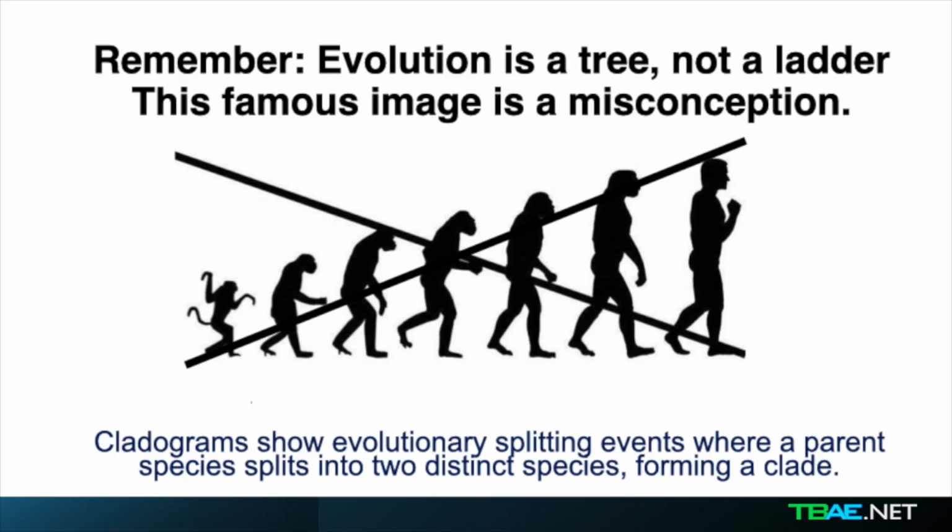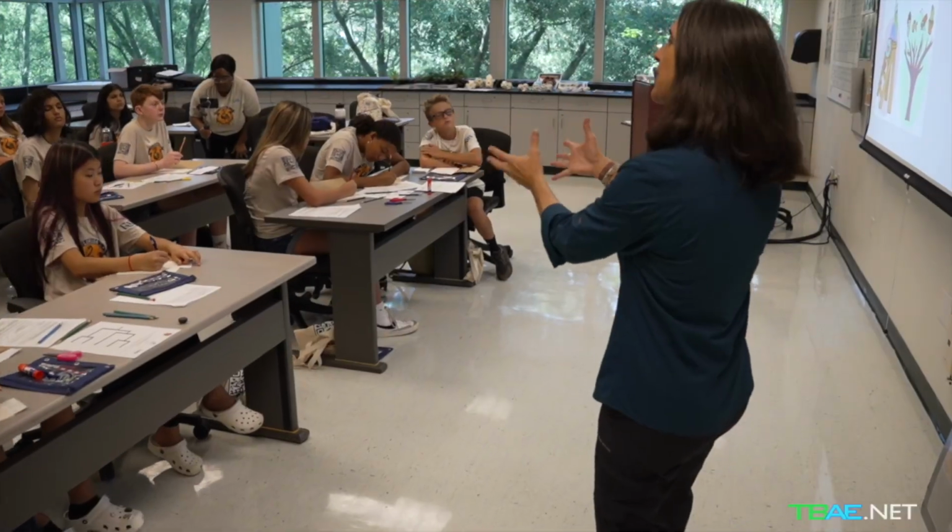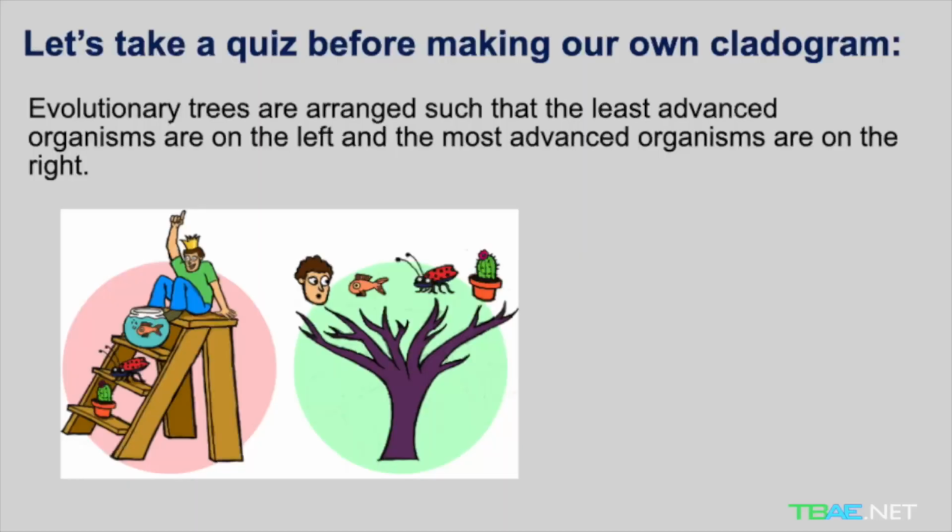This famous idea of what evolution is actually incorrect. Okay, so we're going to try to change this idea, erase it from your heads, and see evolution more like a tree. So let's take a quick quiz. When you see an evolutionary tree, are the least advanced organisms on the left kind of moving towards the most advanced? Or it doesn't really matter where they go because it's just a branching pattern.